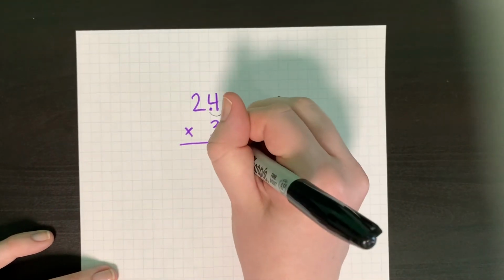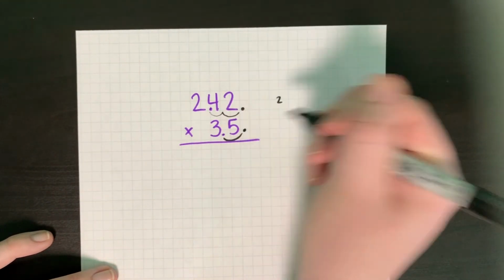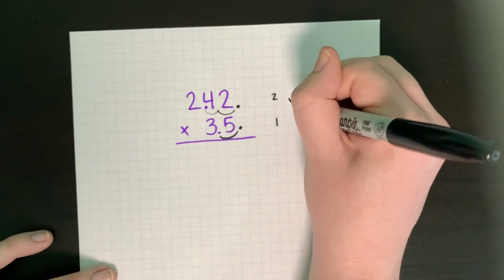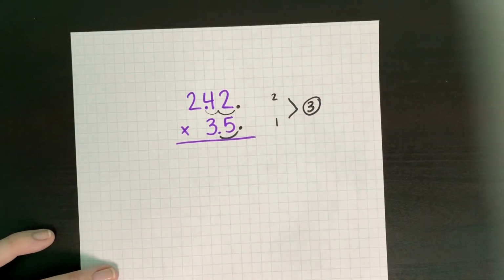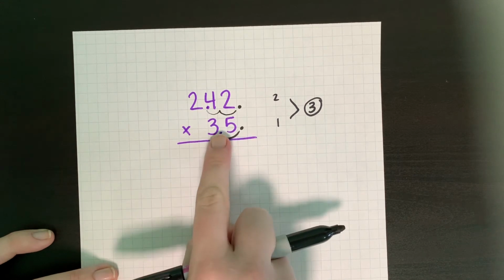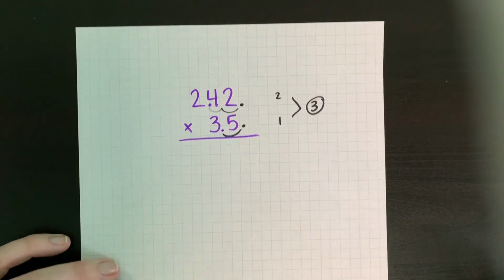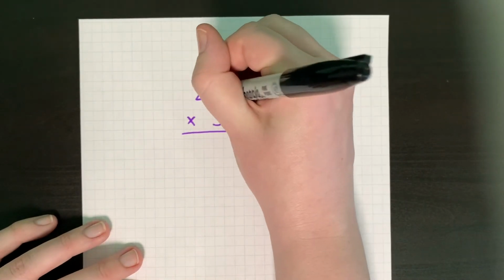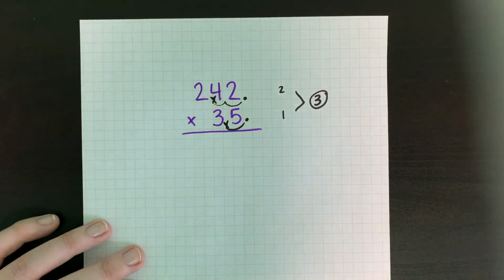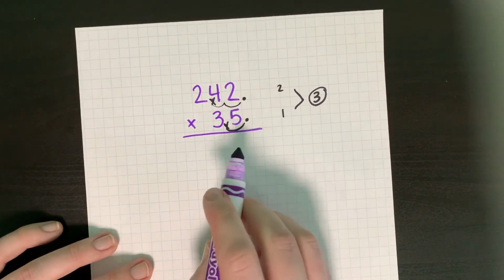Okay, so that's 2 places there. And then for 3.5, I only need to move my decimal out 1 place. So altogether, we moved 3 places. We moved 1, 2, 3. So it's 3 places altogether. So now we're going to again multiply like we normally would. How about I'll do old school for this one.